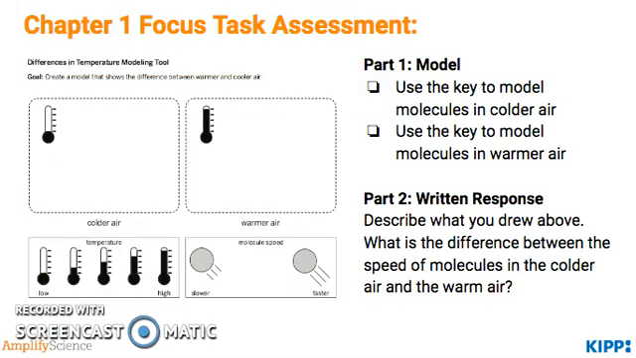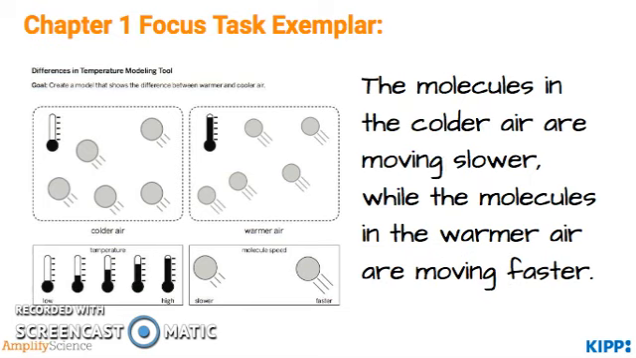What is the Chapter 1 focus task assessment? So glad you asked. In this task, students are asked to model the difference between molecular motion in colder air and warmer air using the cue provided. Then they simply explain their thinking in an open response. Go ahead and pause here to try it on your own. All right, thermal energy scientists, how did you do? Students should illustrate and explain that colder air has slower moving molecules.